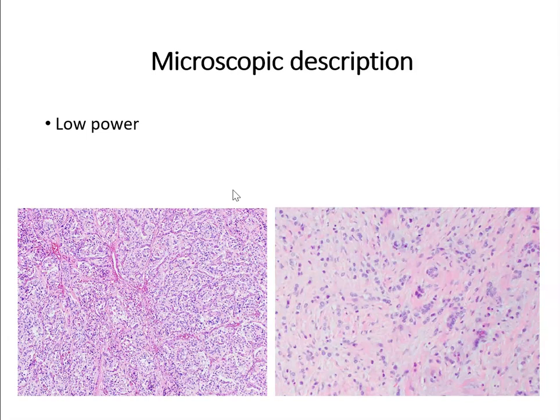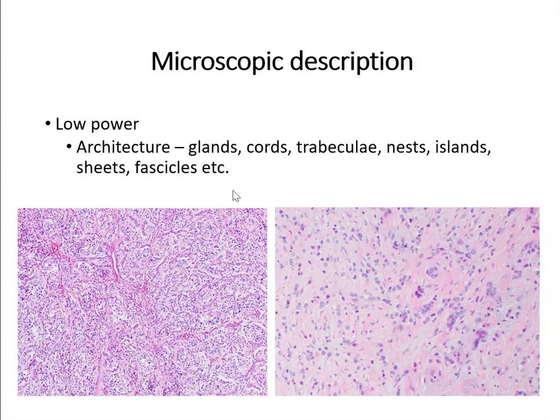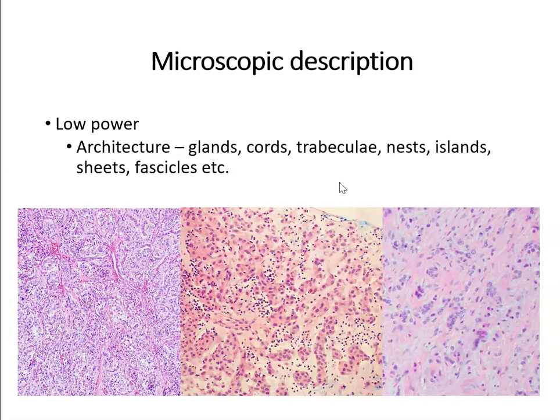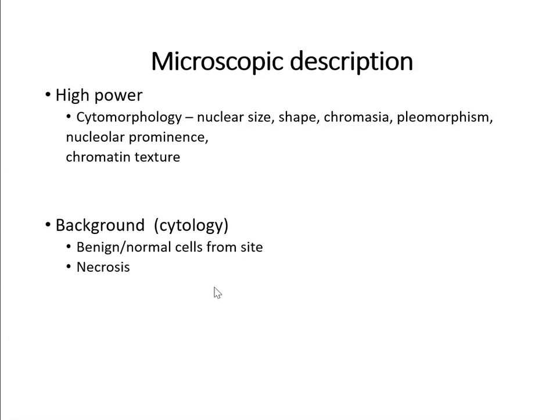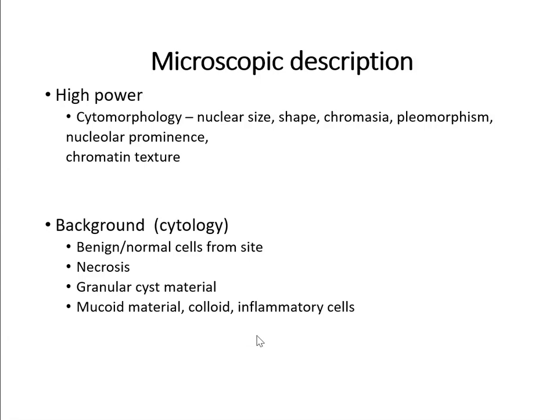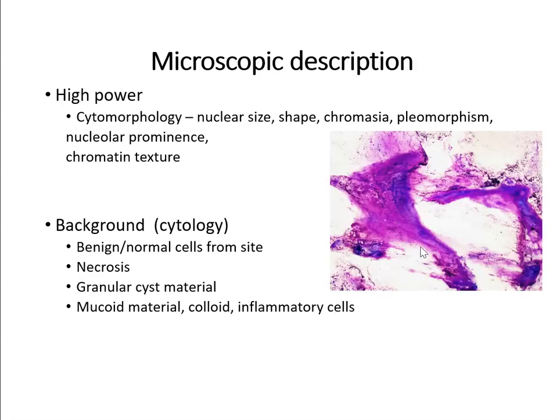So here are just some pictures showing you low power architectural features for microscopic description. For example, here we can see nests, and here we can see cords of cells, and here there are these trabecular arrangements. On high magnification, we then focus on the cytomorphology, which I will not go through here. And for background, and this is particularly relevant in cytology, you can mention whether we see benign cells, whether we see necrosis, mucoid material such as seen here, and this is often extremely important in the diagnostic evaluation.